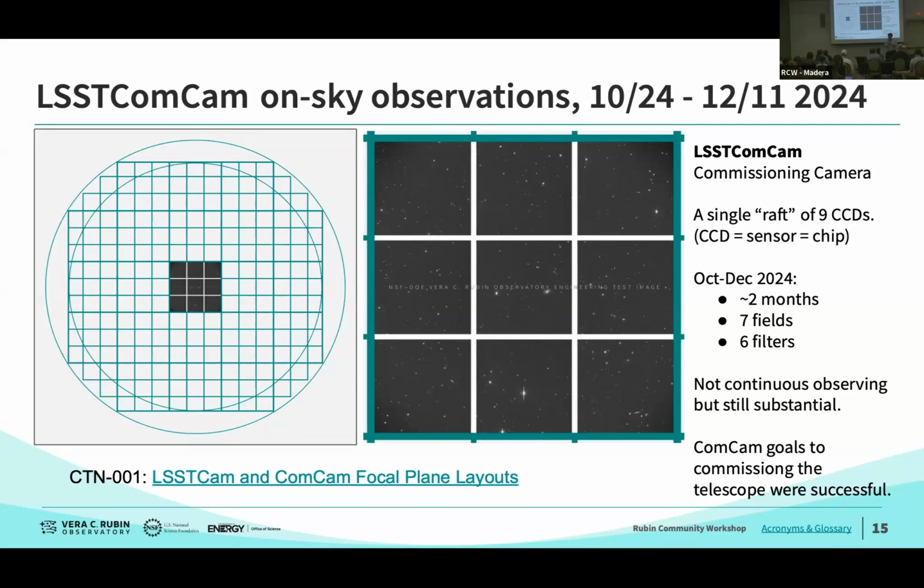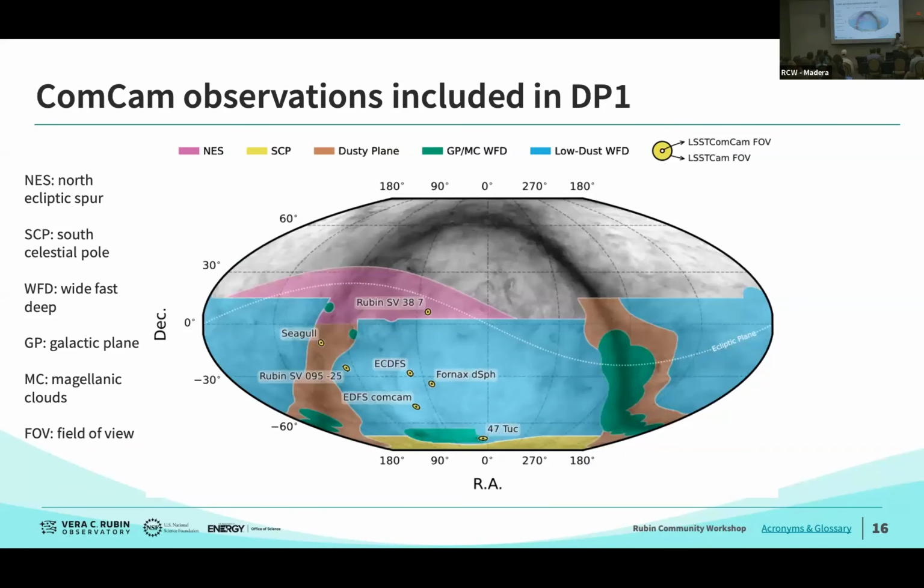Yeah, so it was conducted during these 2 months. There were 7 fields that were observed, and in all the 6 filters that the LSST will have. So this was a campaign that didn't have continuous observing, but it still was substantial. So for this campaign, about 16,000 exposures were taken, and the DP1 set is a subset of this, of about 2,000 exposures.